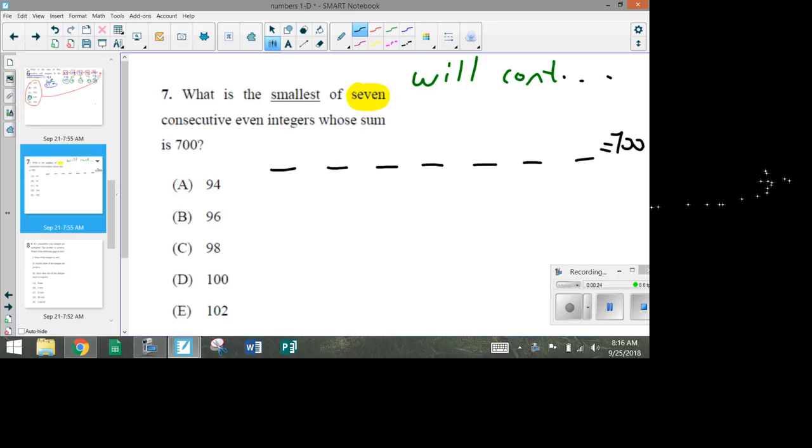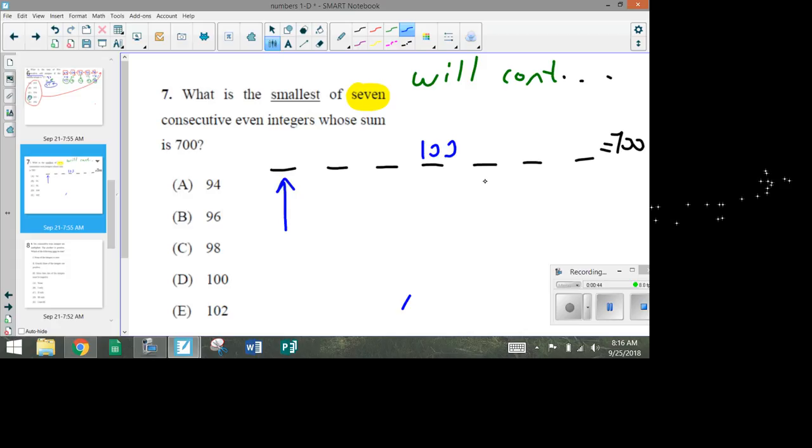Which number will be 100? The first, second, third? Fourth. The middle one. Yes, both correct. So 700 divided by 7, I'm going to get 100 here, which is right in the middle. So what is the smallest? This is the question.